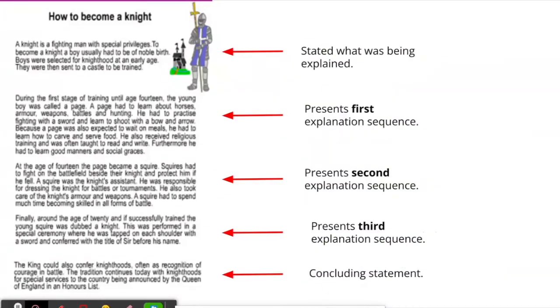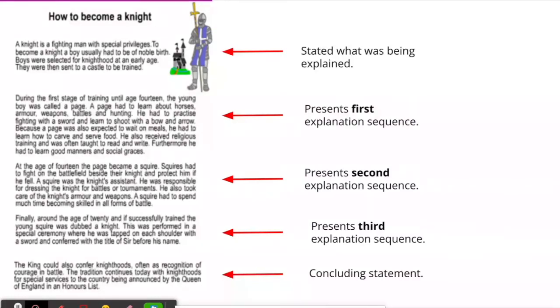Awesome. As we can see, in this text, it has clearly stated what was going to be explained. What is a knight? A knight is a fighting man with special privileges. To become a knight, a boy usually had to be of noble birth. Boys were selected for knighthood at an early age. They were sent to a castle to be trained.